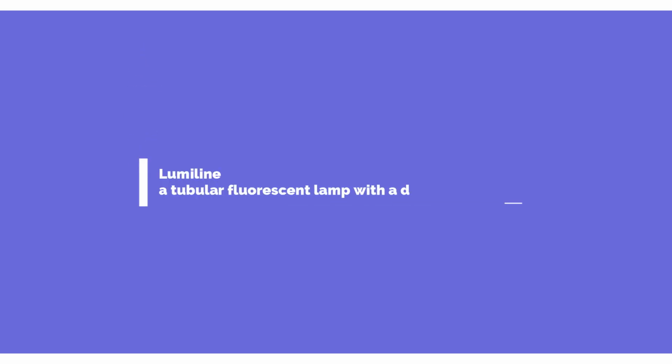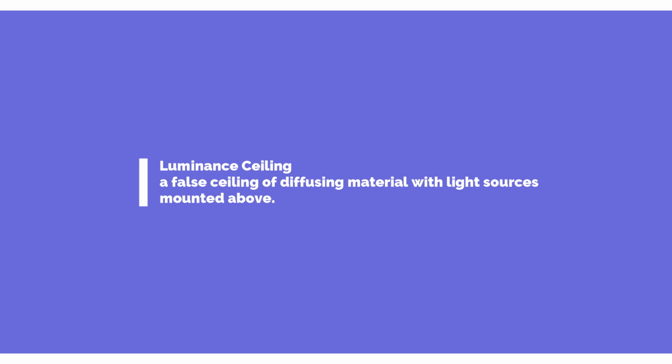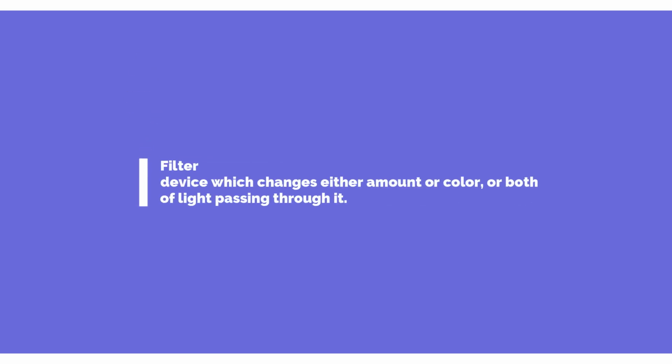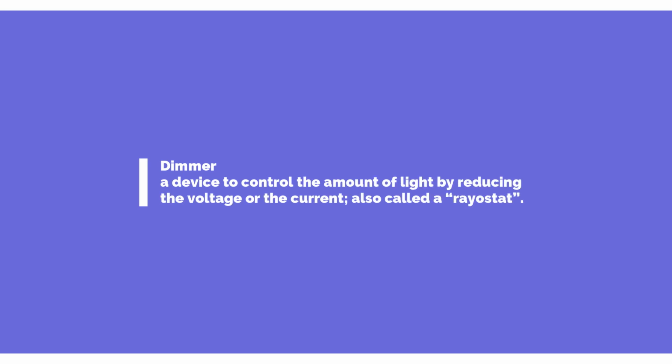Lumiline: a tubular fluorescent lamp with a disc base at each end. Luminance ceiling: a false ceiling of diffusing material with light sources mounted above. Filter: device which changes either the amount or the color or both of light passing through it. Dimmer: a device to control the amount of light by reducing the voltage or the current, also called a rheostat.